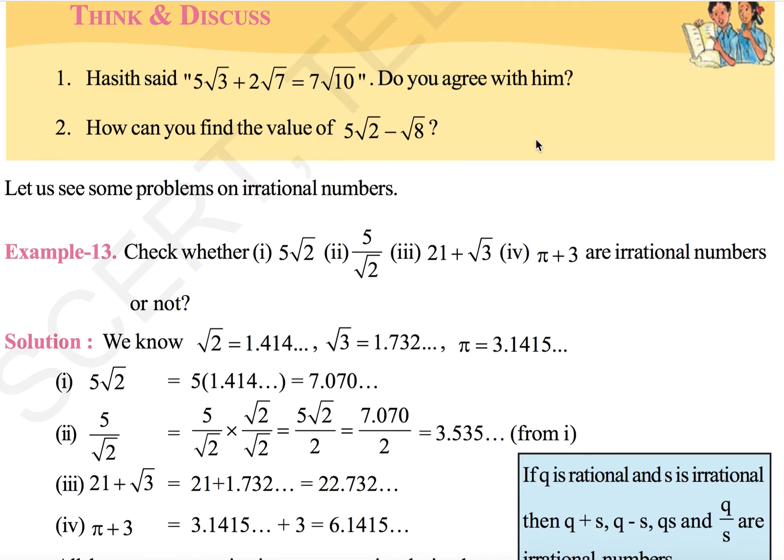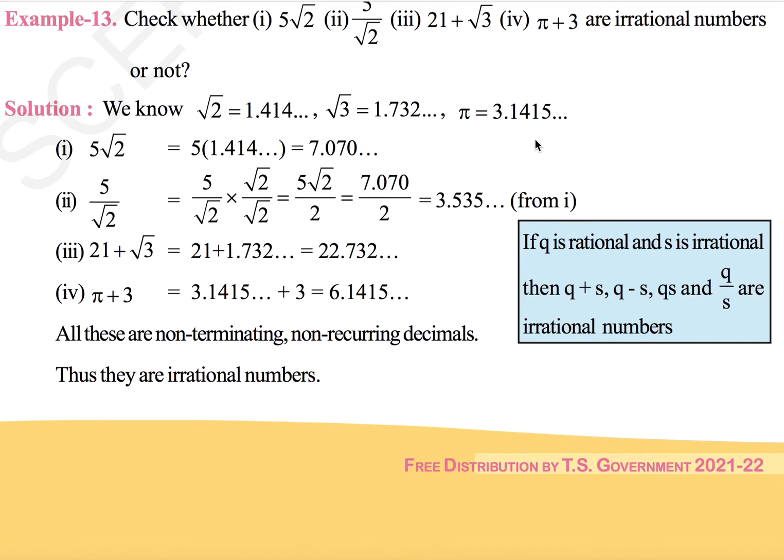Check whether 5 root 2, 5 by root 2, 21 by root 3 and 5 plus 3 are irrational numbers. 5 root 2 is irrational, no doubt in it. 5 by root 2 is also irrational. 21 by root 3 is also irrational. 5 plus 3 is rational. If q is rational, let us see whether it is irrational.